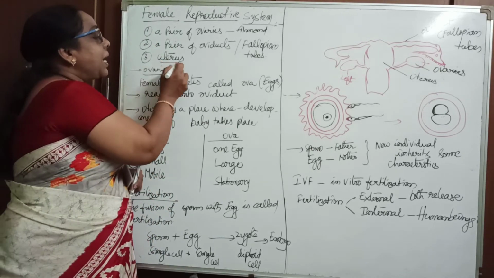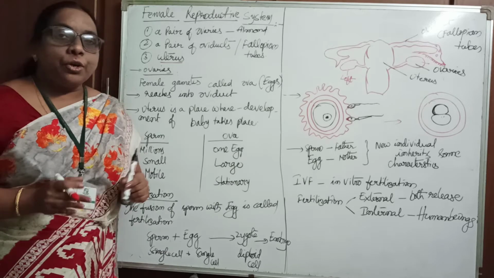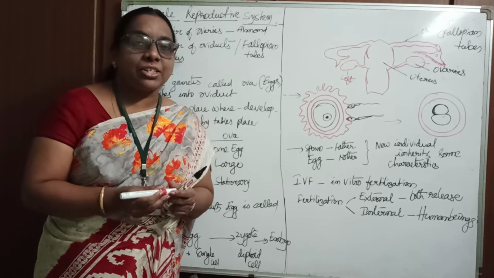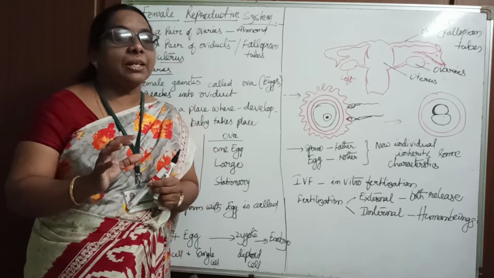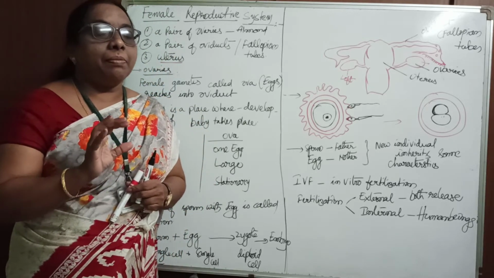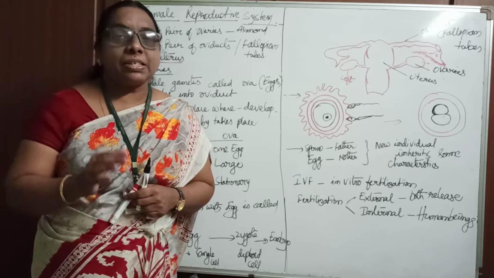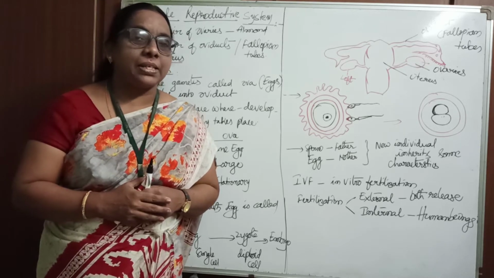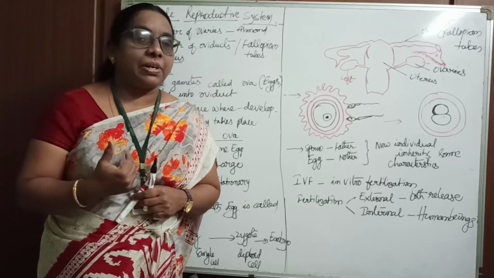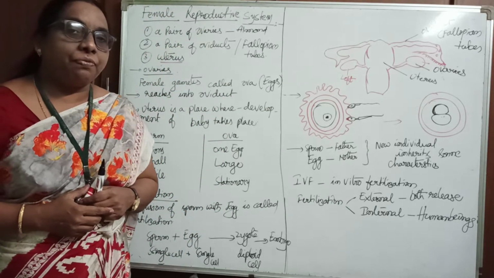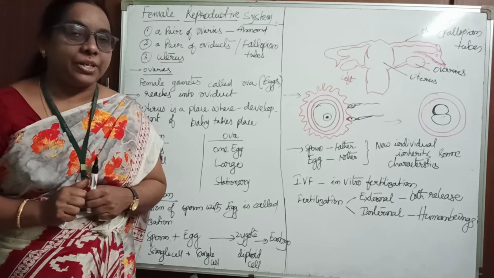The next and the last part is the uterus. The uterus is a sac-like part, just like a bag-like structure, and the walls of the uterus are very thin before pregnancy. Once fertilization begins, we will discuss how the embedding takes place in the uterus.